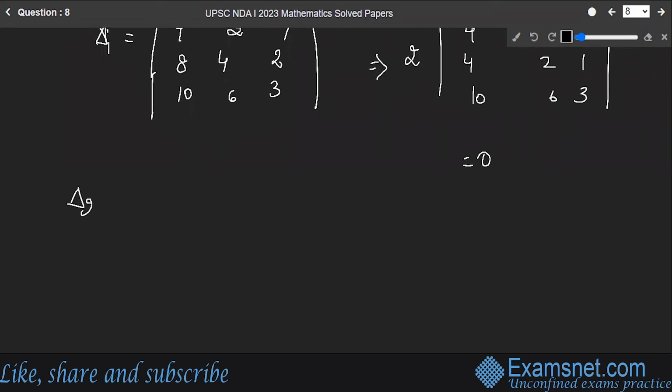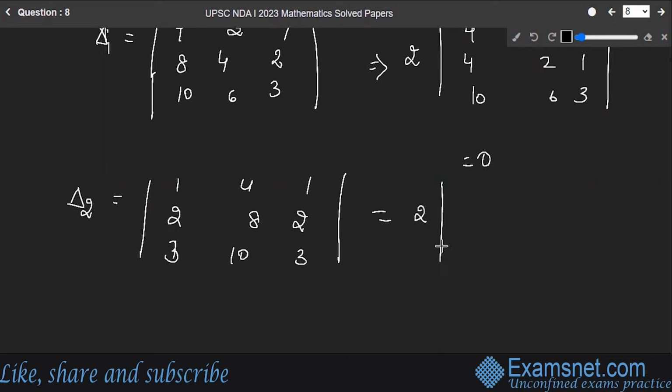So next, let's find out delta 2. Now this time I'll be eliminating the y coefficient. 1, 4, 1, 2, 8, 2, 3, 10, 3. So again, I'll take 2 common from here. 1, 4, 1, 1, 4, 1, 3, 10, 3. So this is equal to 0 again.